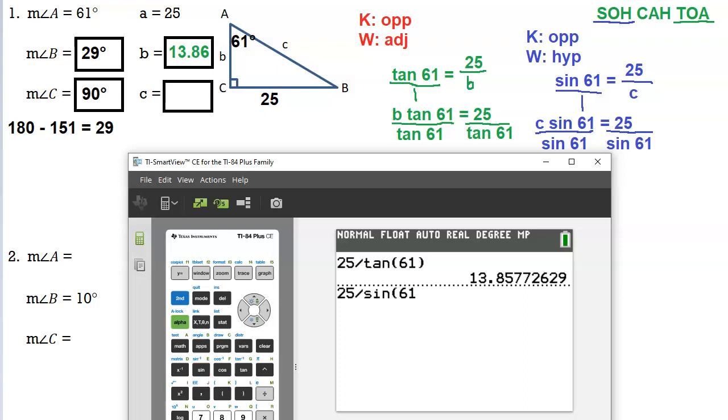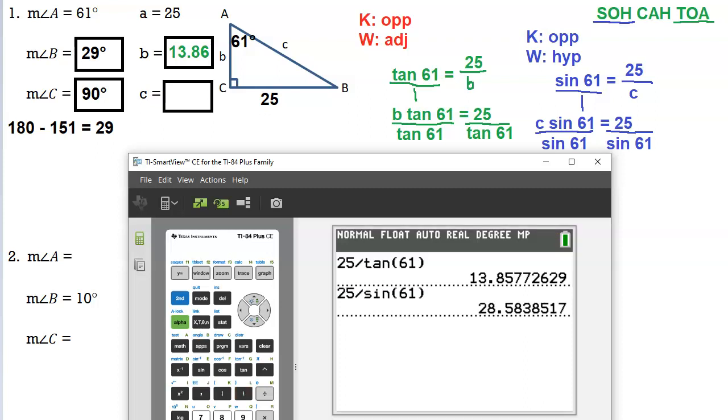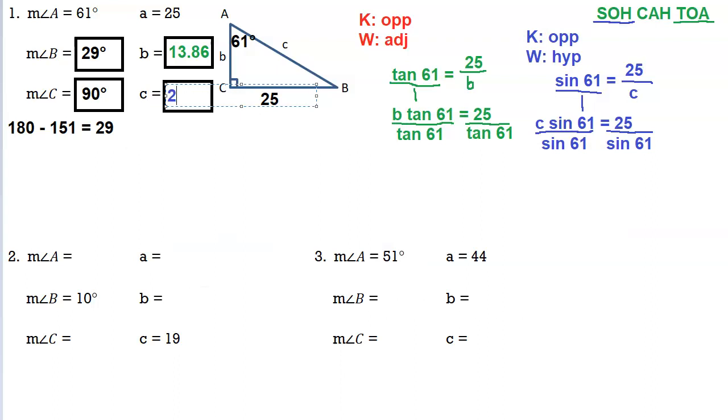Now again, common sense alert. Because c is the hypotenuse, it should be the biggest side of all. It should be bigger than 25. So let's double check, and sure enough, looks good to me. 28.58. All right, so that takes care of that problem.